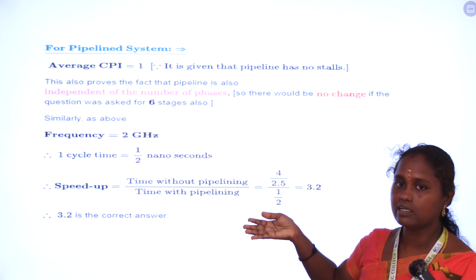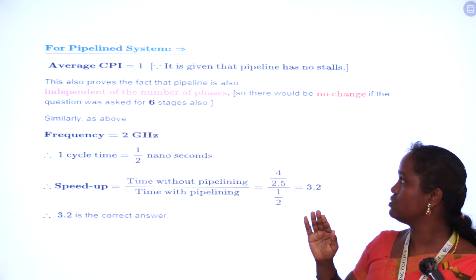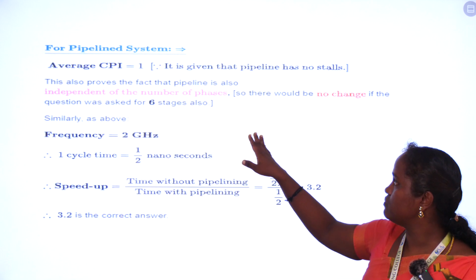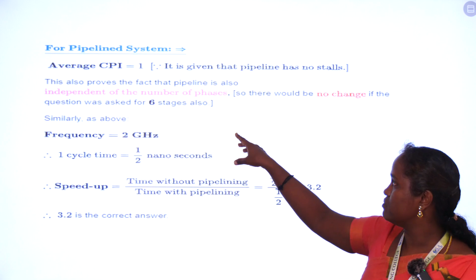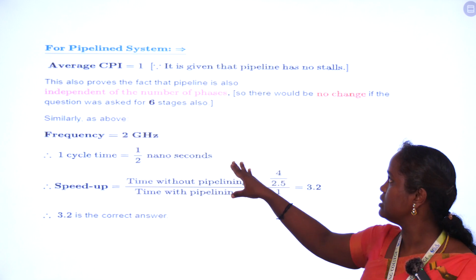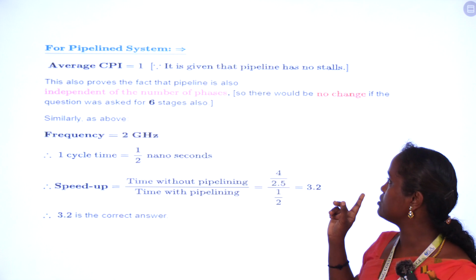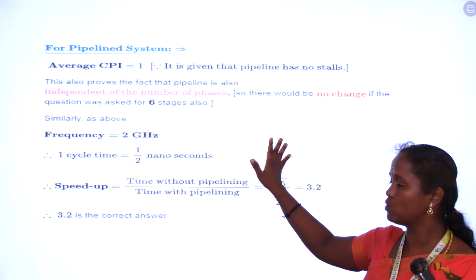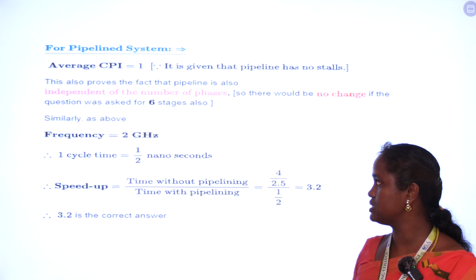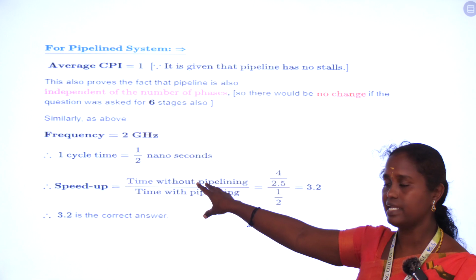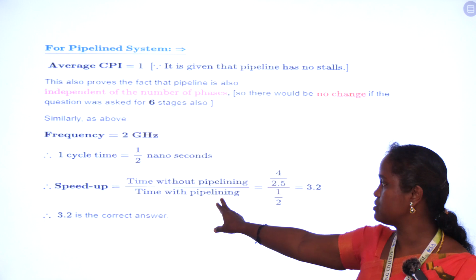Now we calculate for the pipeline system also. Since there is no stall in between, we can take the average CPI as 1. What is understood here is that the pipeline CPI is independent of the number of stages; even if it is 6 stages, there is no issue. Similarly, the frequency is 2 GHz, which means one cycle time is 1 by 2 nanoseconds. How to calculate the speedup?